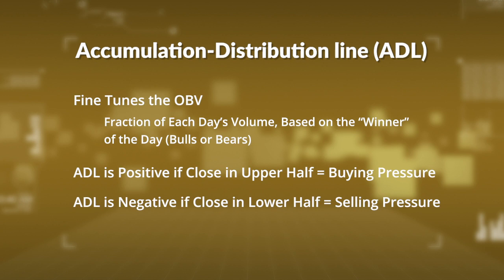So rather than just take all of the volume for the day and subtract or add it, just based on who won that day, now we're going to take a fraction of that volume, and then based on who did the best, the bulls or the bears, that's the volume that we're going to use, that fraction of volume. So the ADL, the accumulation distribution, will be positive if you get a close in the upper half of the bar, if you want an OHLC bar, and the ADL is negative if the close is in the lower half. And this represents your buying pressure and your selling pressure.